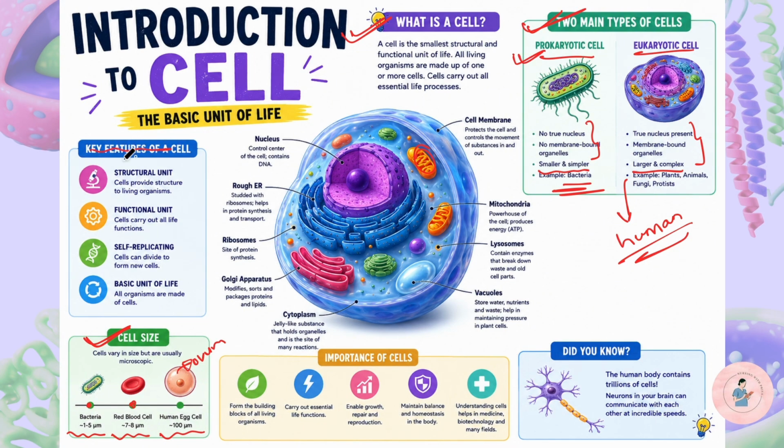So key features of cell are that it is structural and functional unit of life. They are self-replicating, which means they can divide themselves to form the new cells, and they are the basic unit of life. What is the importance of cell in human body? Because they are the building block of the living organisms. They carry out essential functions, and they enable the growth, repair, and reproduction in the human body, as well as they maintain the balance and homeostasis in the body.